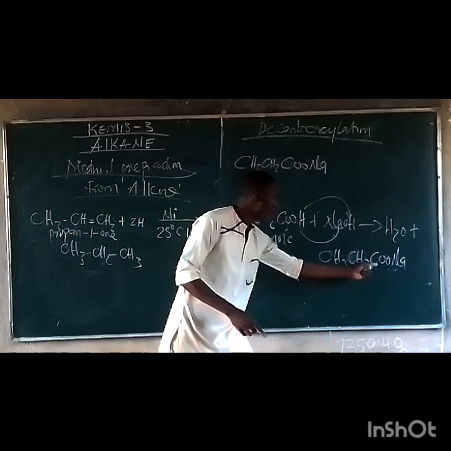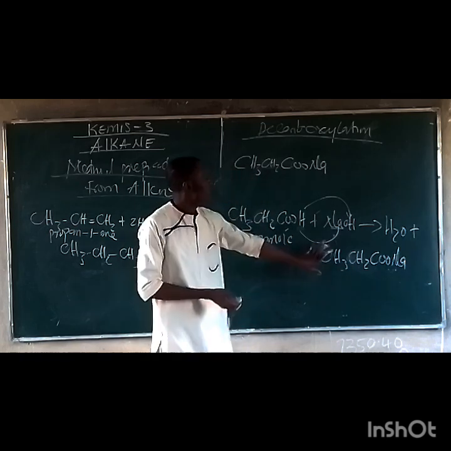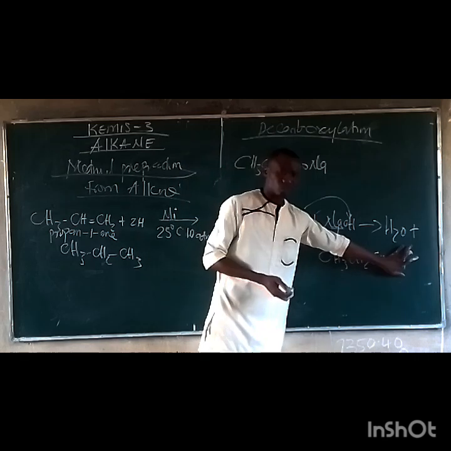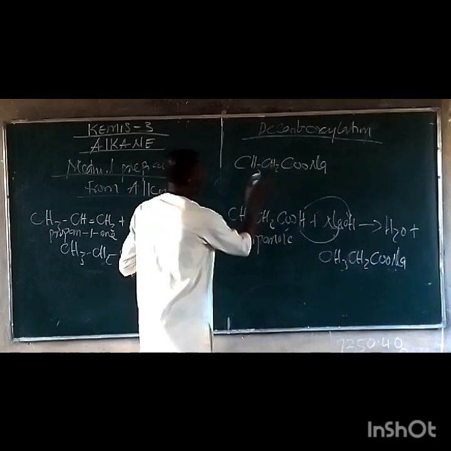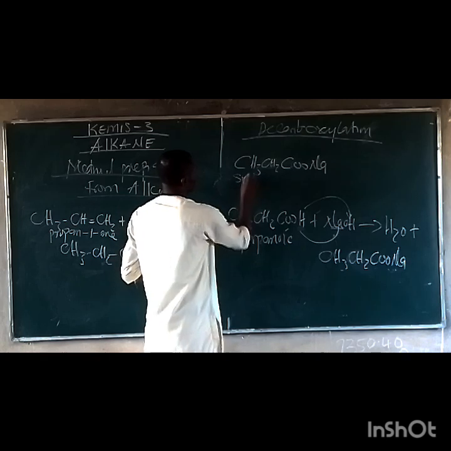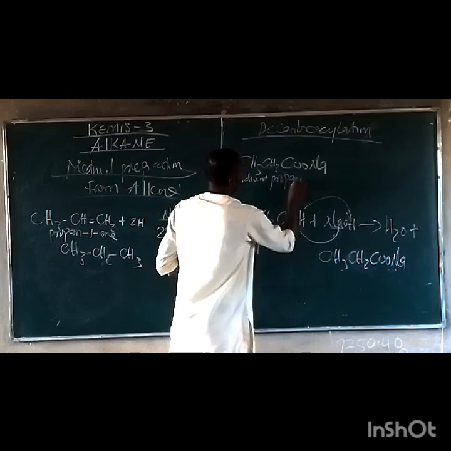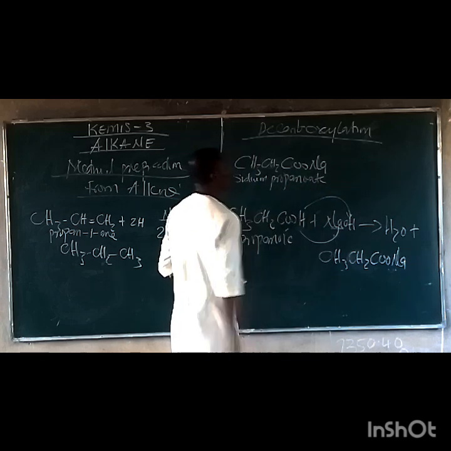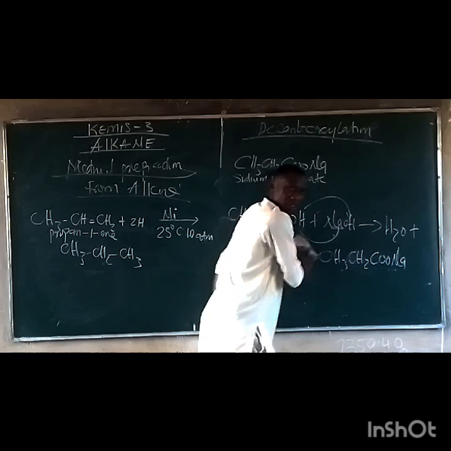What is propanoate? 1, 2, 3. 3 is propanoate. Now, this is an alkanoic salt. The alkanoic salt here is sodium propanoate. Now, this one is not for this class. We can check it out in another class.